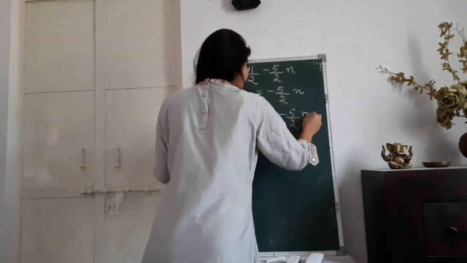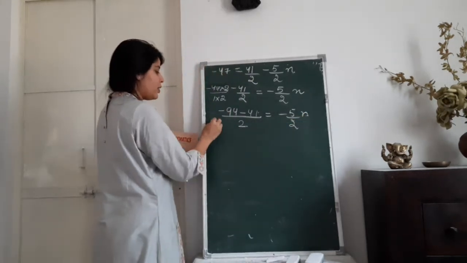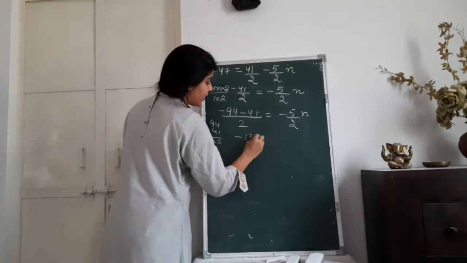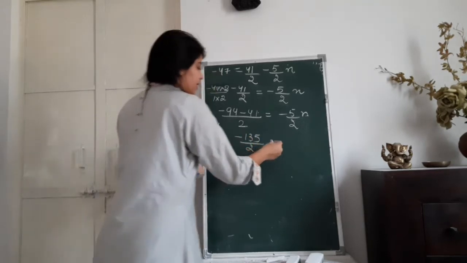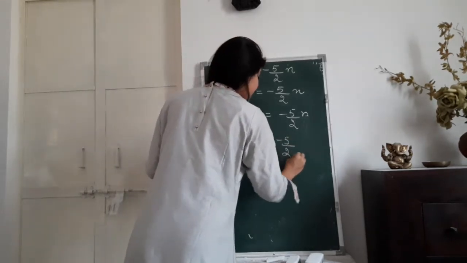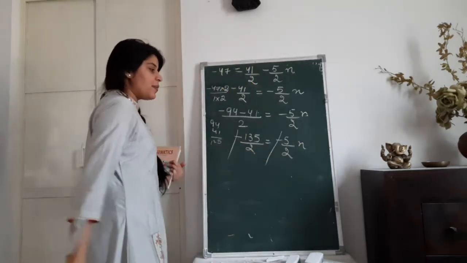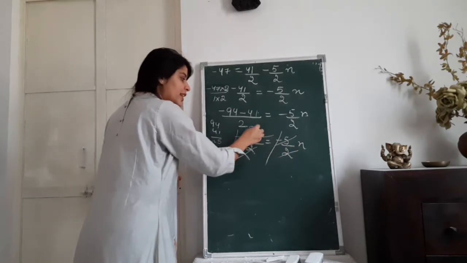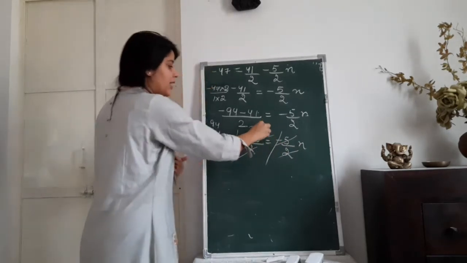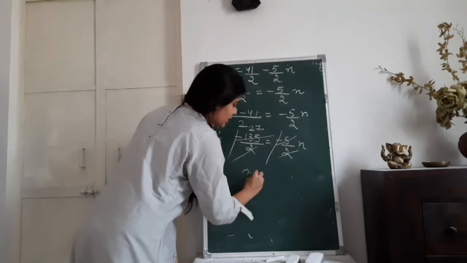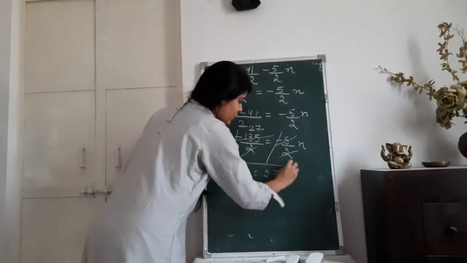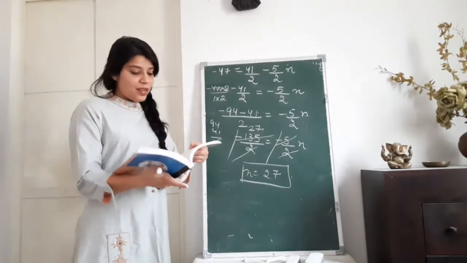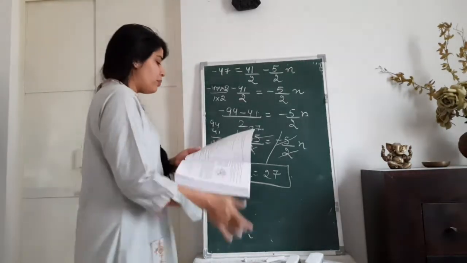And 94 plus 41 is equal to 135. So minus 135 by 2 is equal to minus 5 by 2, and I can cancel the minus sign here. I can cancel 2 here, and 5 2s are 10 and 5 7s are 35. So n is equal to nothing but 27. So how many terms are there in this AP? There are 27 terms in this arithmetic progression.